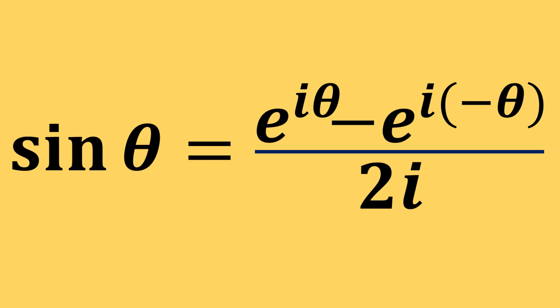In this one, let's take a look at deriving the formula for sine of theta in terms of e to the i theta minus e to the i times negative theta, over 2i. Let's go through the process of actually showing how you get the right side and the left side related here.